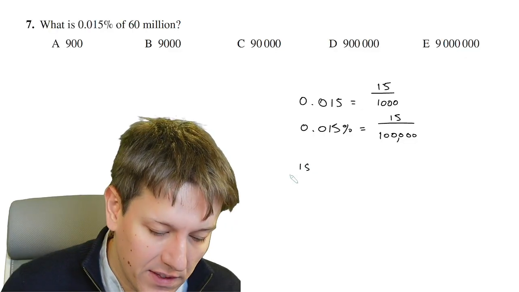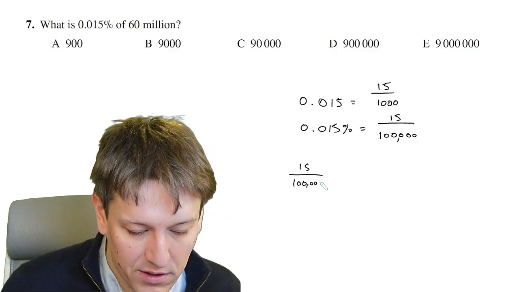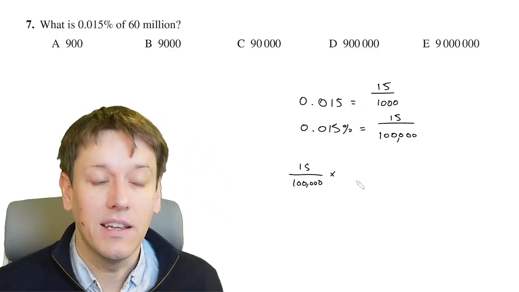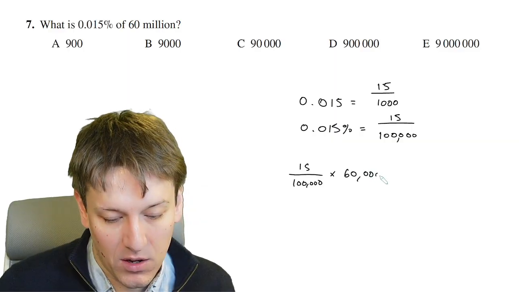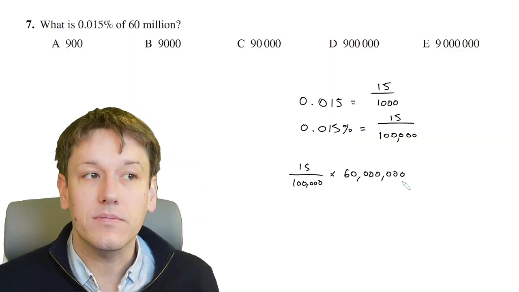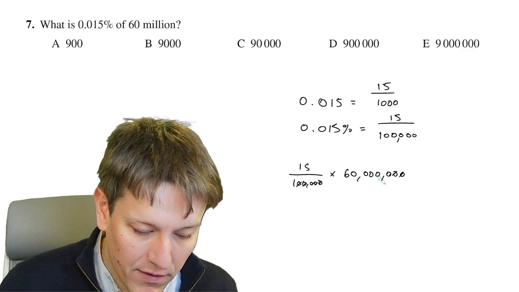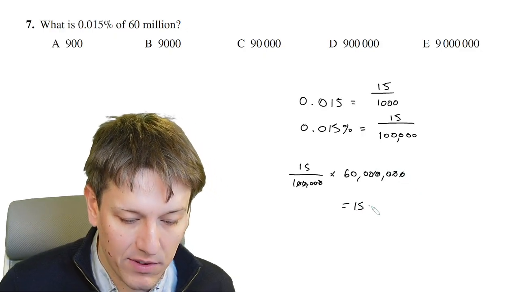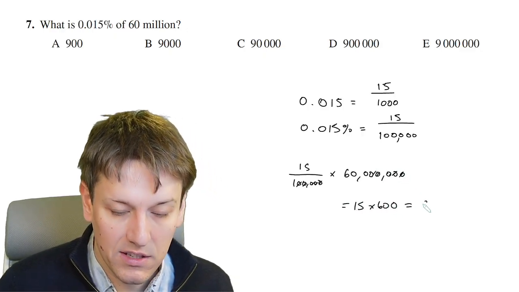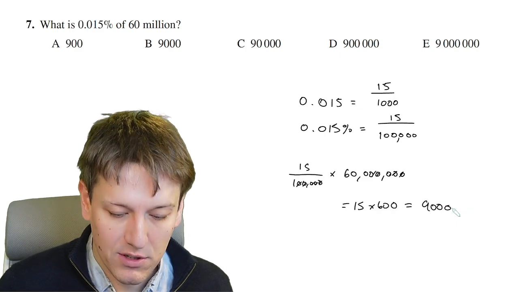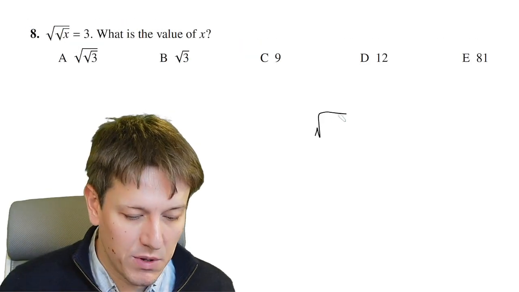So I need to do 15 100,000ths of 60 million, and 60 million would be 60 with 6 zeros. Now I can do some cancelling, so I've got 5 zeros here, 5 zeros here, and I'm just left with 15 times 600, and so the answer is 9,000. That's B.